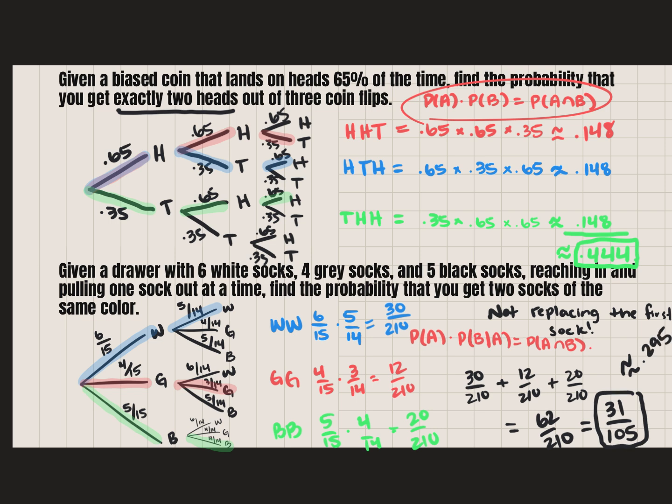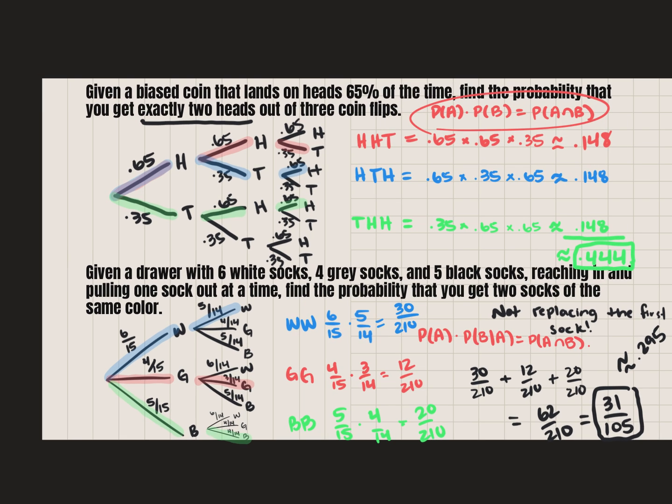Okay. So there's a couple examples of using tree diagrams. They're really, really helpful when you have multiple events occurring after each other and you're trying to determine the probability you end up with so many heads or so many socks of certain colors, or we frequently see this with batteries and things like that.